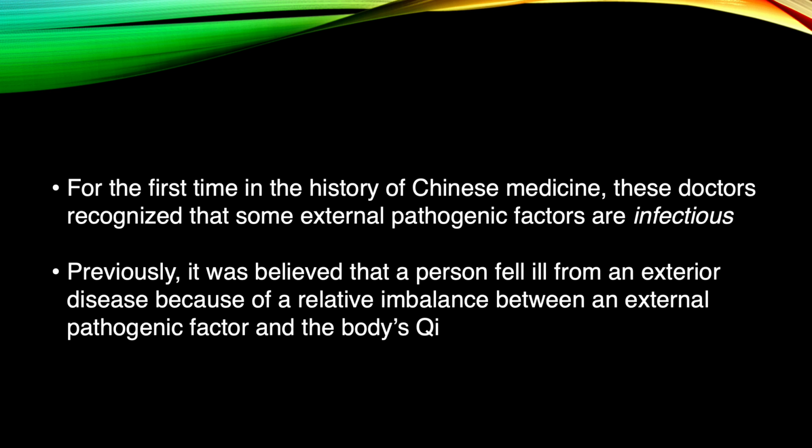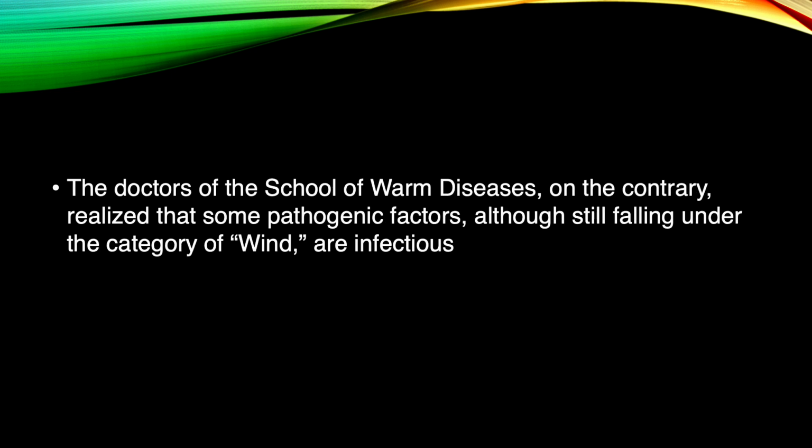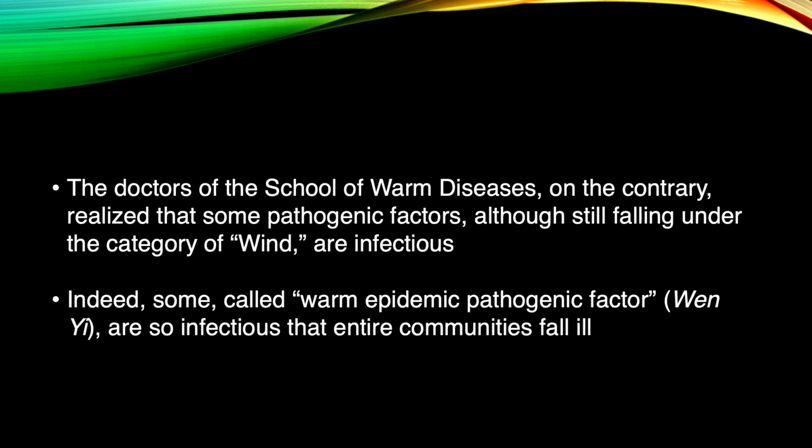Previously, it was believed that a person fell ill from an exterior disease because of a relative imbalance between an external pathogenic factor and the body's qi. The doctors of the school of warm diseases, on the contrary, realized that some pathogenic factors, although still falling under the category of wind, are infectious. Indeed, some, called warm epidemic pathogenic factor, the Wen-yi, are so infectious that entire communities fall ill.